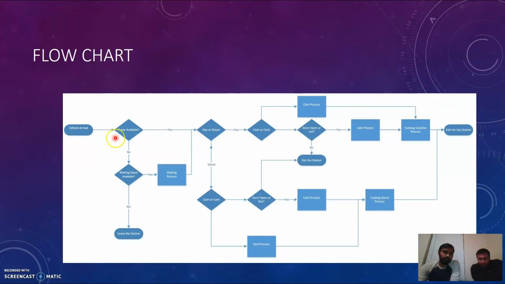Here there's another decision by the customer based on his or her car: whether they use gasoline or diesel. For gasoline and diesel, fueling is almost the same process. The card has a fast-forward process: you just pay at the pump, fuel, and leave the gas station. The customers who choose to pay by cash go and check if the store is open or not.